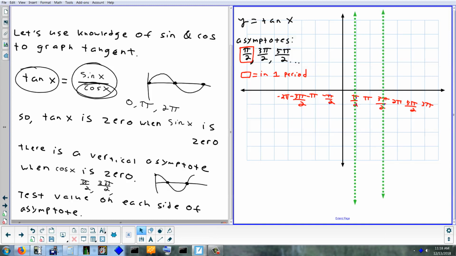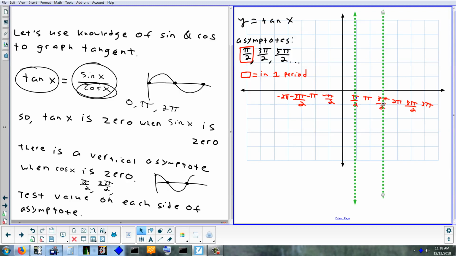What's between those green lines is basically going to be a cycle of tangent. It's going to be one full cycle. If you notice right away, we have an asymptote at 90, we have an asymptote at 270. How far apart are 90 and 270? 180. So you're going to get a full cycle of tangent with a width of just 180. So tangent has a naturally smaller cycle than sine and cosine. It's just how it is.